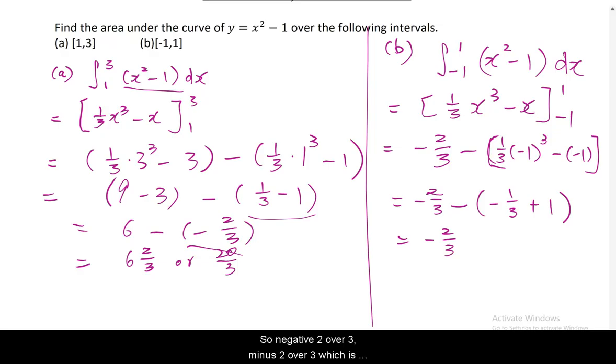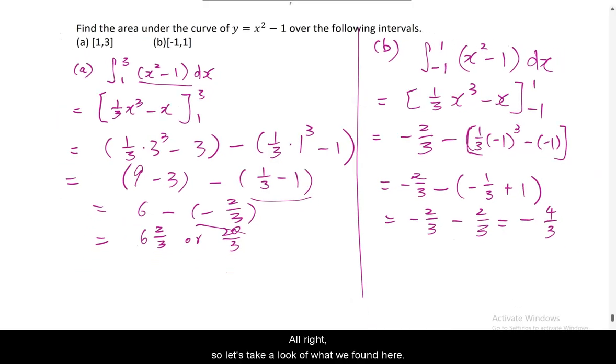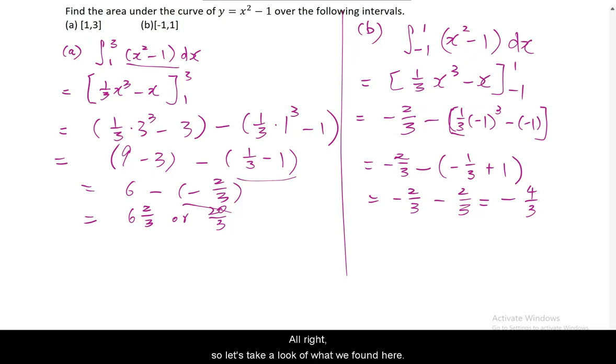So -2/3 minus 2/3, which is -4/3. All right, so let's take a look at what we found here.